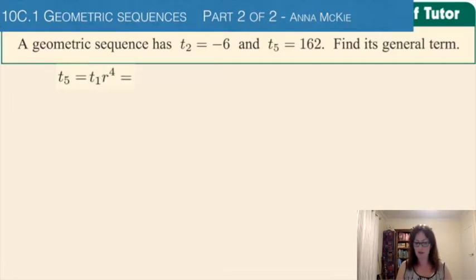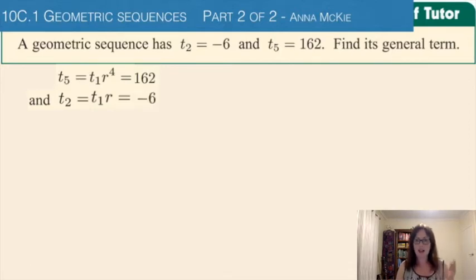So we do know that the fifth term is 162, and the formula for any term using our explicit formula is the first term multiplied by r to the power of n take 1, so to the power of 4 there, and we know that's 162. Let's set it up the same way for the second term. So it's going to be t1 times r to the power of 1, and that's equal to negative 6.